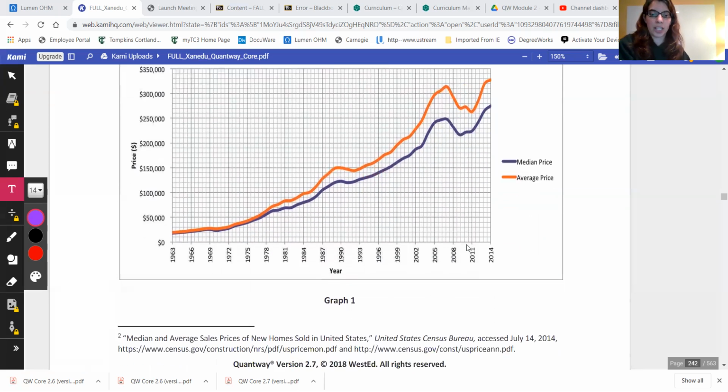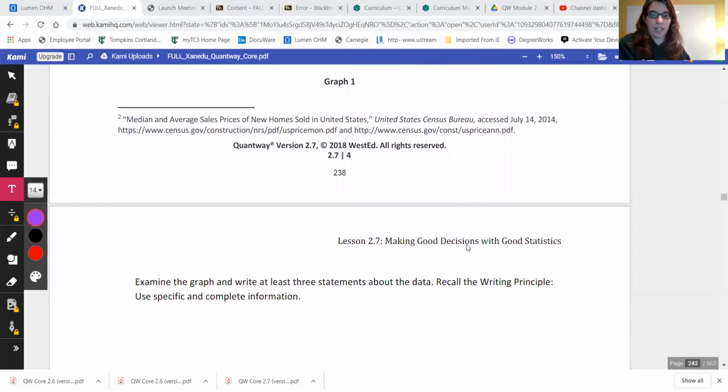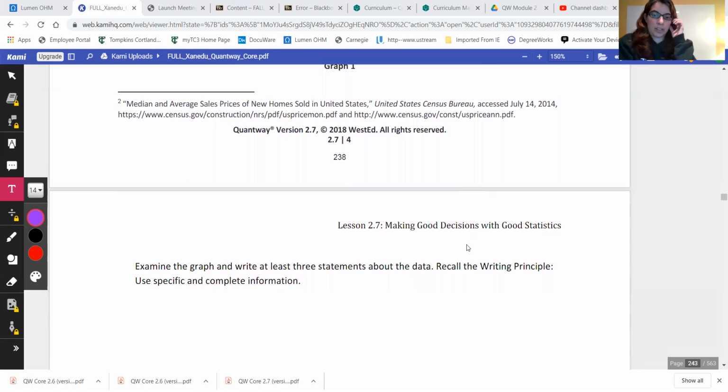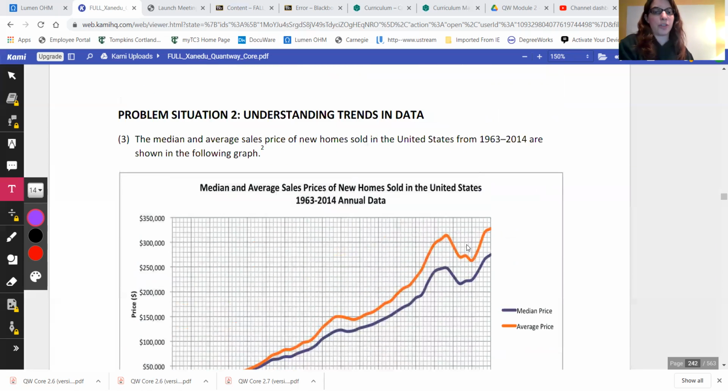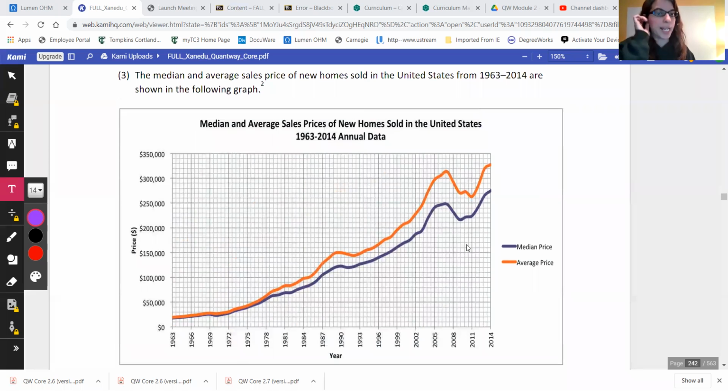So let's take a look here at some of this. So examine the graph and write at least 3 statements about the data. Recall the writing principle, use specific and complete information. So for this one, you can pick what 3 things you write about the data, okay? It can be as simple as, in 1975, the average price for a new home in the United States was approximately such and such an amount, okay? Remember that writing principle though.